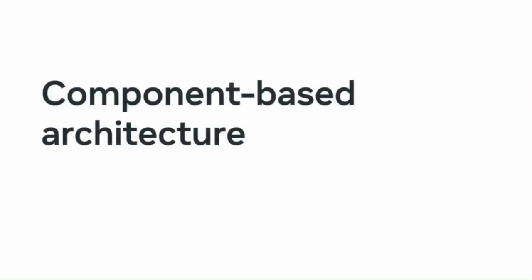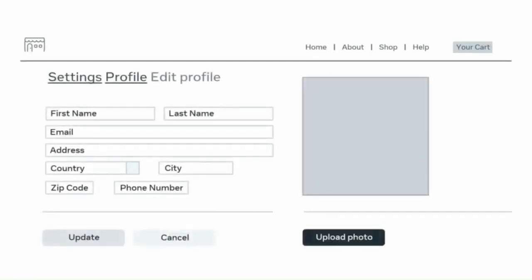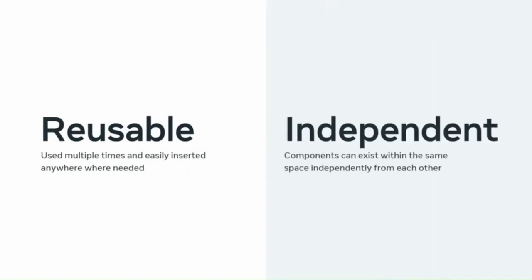When Meta released the React library, it included the concept of something called component-based architecture. This is essentially a design philosophy for building software based on reusable components of code. Each component consists of well-defined functionality that can be inserted into an application without requiring modification of other components. Because components are reusable, they can be used multiple times and easily inserted anywhere when needed. This results in components that can exist within the same space, yet interact independently from each other.